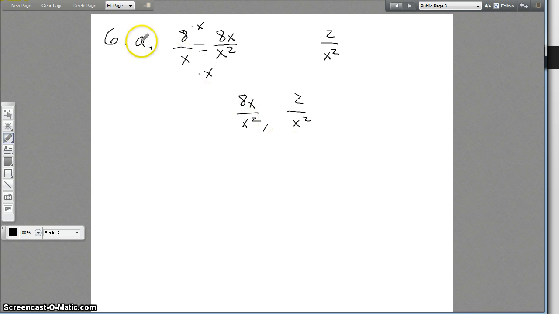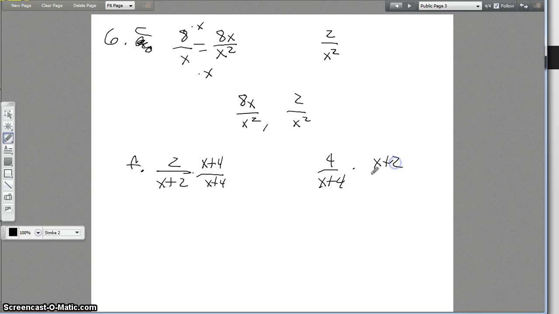So let's jump down. I'm sorry, I said that was part A. That's part C. So now let's jump down to part F. Part F says 2 over x plus 2 and 4 over x plus 4. Our denominators do not have any common terms. So what I have to do is multiply my first fraction by x plus 4 over x plus 4, and multiply my second fraction by x plus 2 over x plus 2.